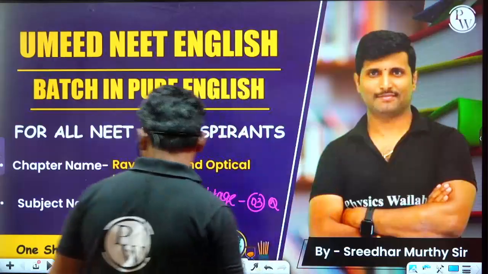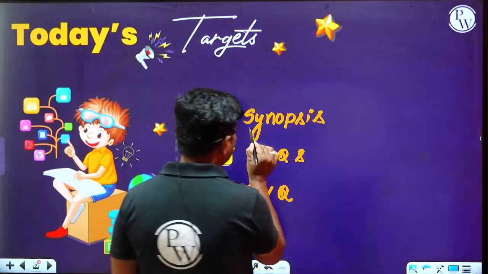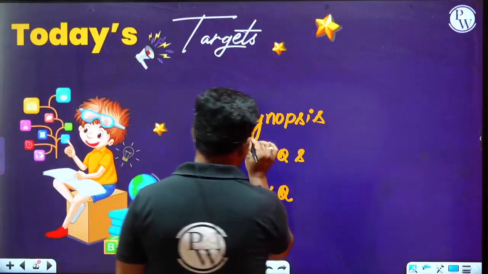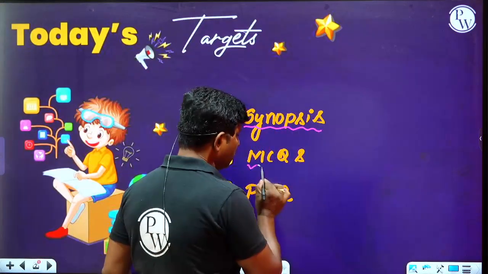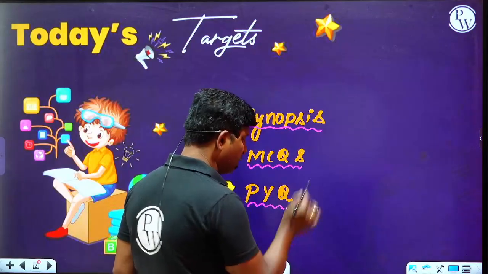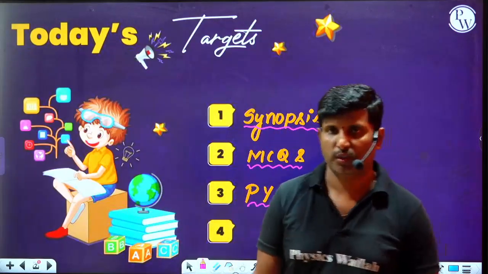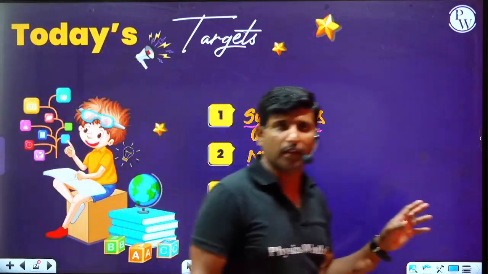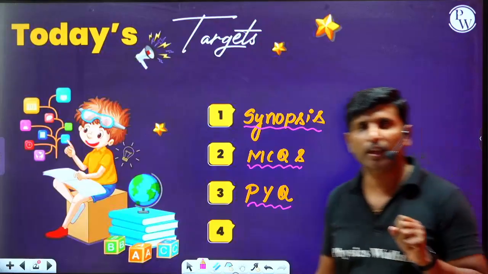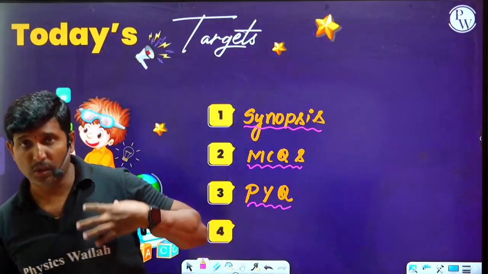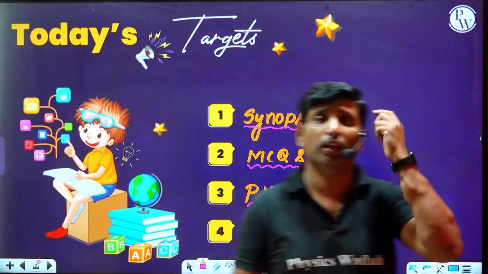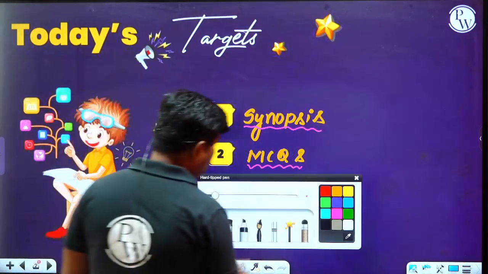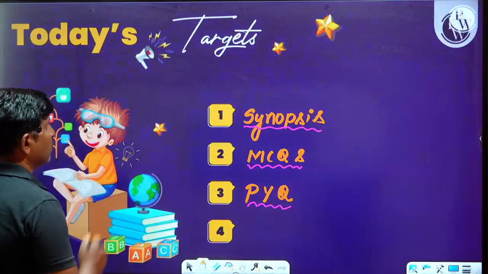Let us start our session with the important points. We can call it a synopsis, and later we can go with the MCQs, followed by previous years' questions. Synopsis is nothing but the important points we have to learn, what we have to practice, and what we have to keep in mind to answer the questions from this chapter.